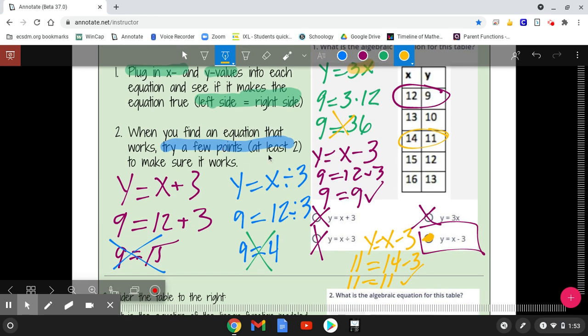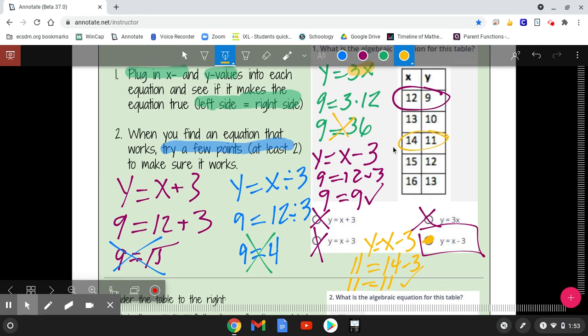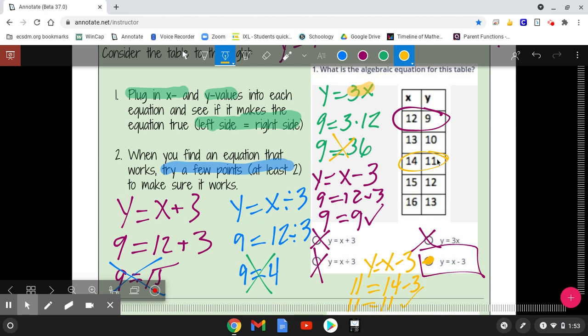The moment you find a point that works, you try another point from the table in the same equation just to make sure. Like we did here, we plugged in 12 and 9. It worked, so we tried again with another point just to be sure, and that point worked as well. So that is our answer.